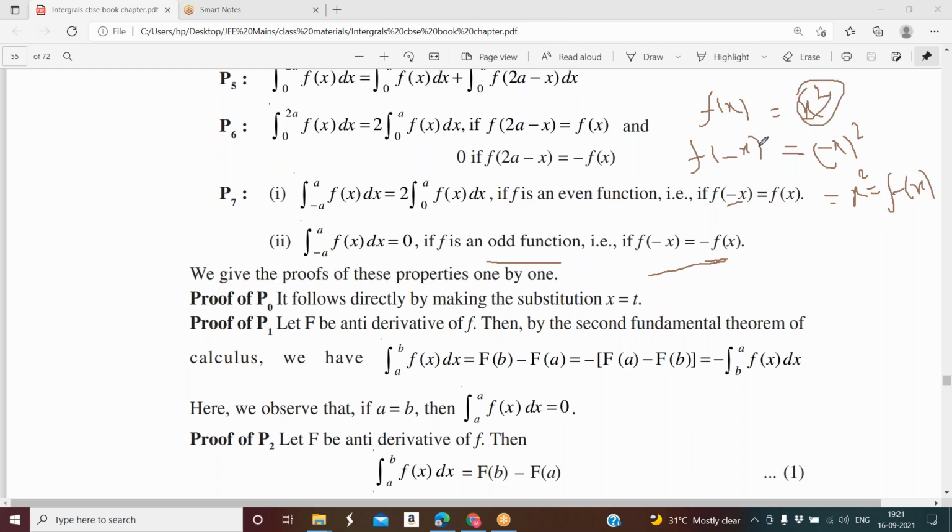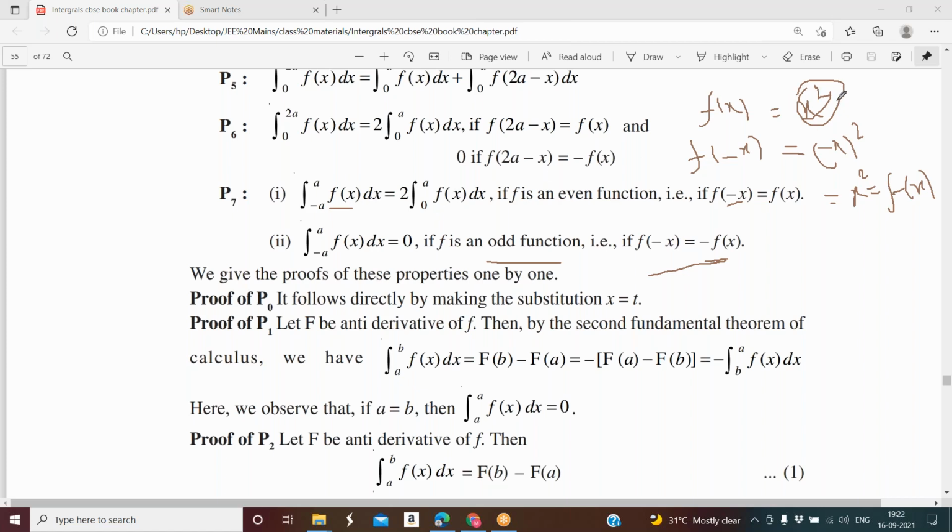If the integrand is an even function, then I can change the limits. The limits are minus a and plus a, from minus a to plus a. If the function is an even function, then I can write 2 times the integral from 0 to a.